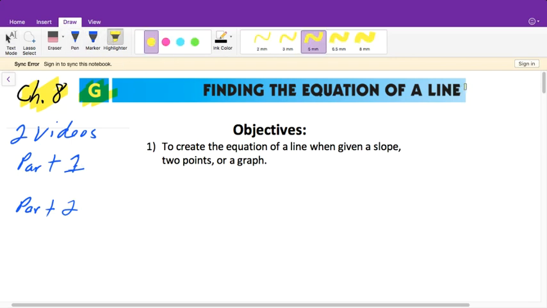So you only have to watch part 1 for the first day and part 2 for the second day. And what we're going to be doing now is finding the equation of a line. We're going to use some of the things that we learned in section C, and some of the things we learned in section D, as well as some of the things we covered in the very first section E in this second part of this chapter.